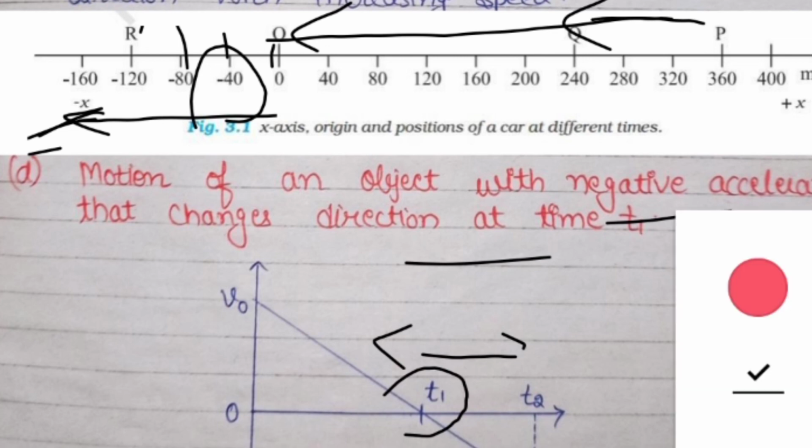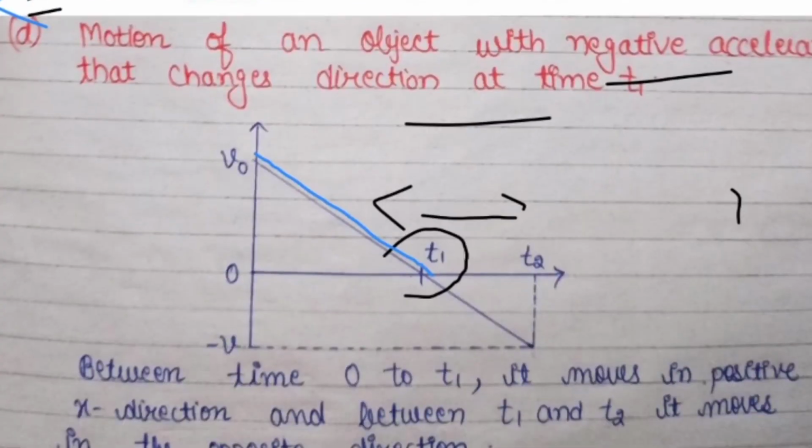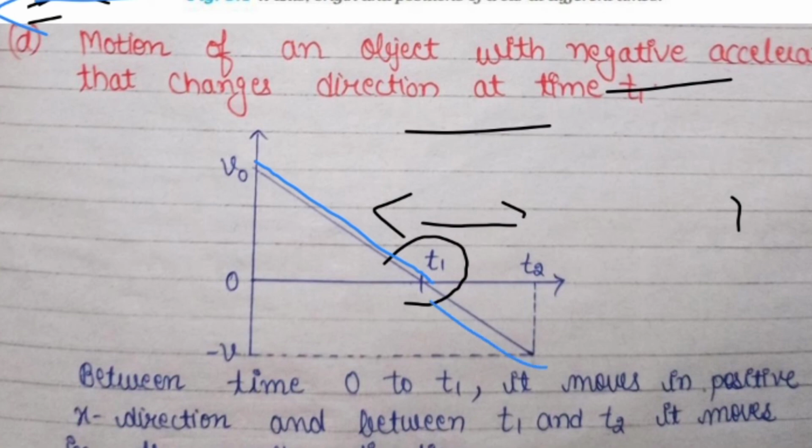Till time t1, till O, it is decreasing speed. It is shown here, v0 to t1, from P to O. Then it is moving with negative acceleration in negative direction. Speed is increasing. Here it is moving in negative direction with negative acceleration.